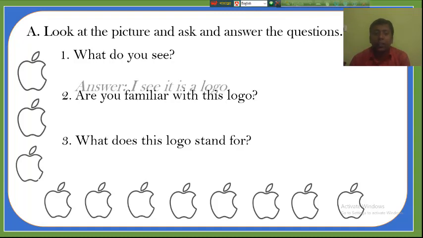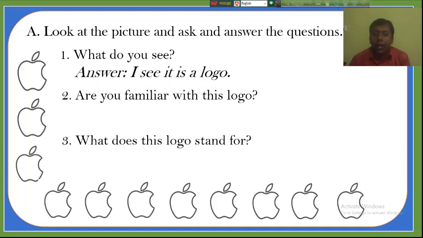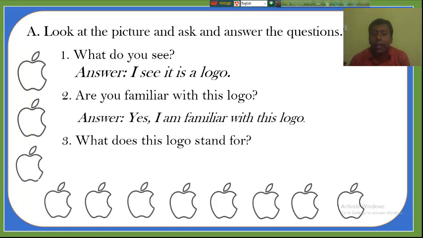Yes. The answer may be, I see it is a logo. What do you see? The answer is, I see it is a logo. Are you familiar with this logo? Yes, I am familiar with this logo.